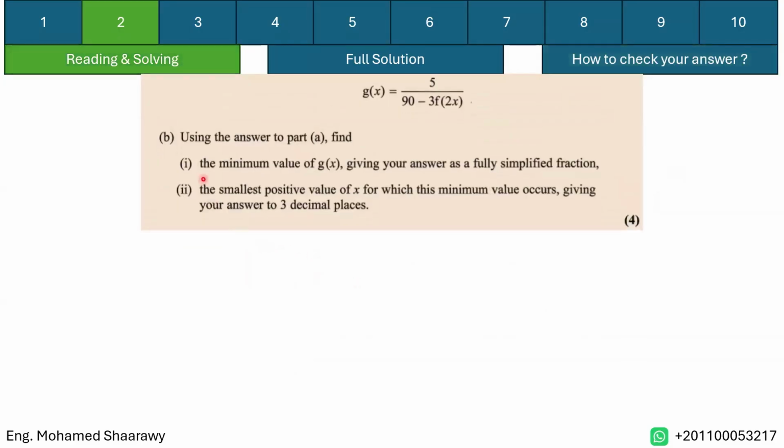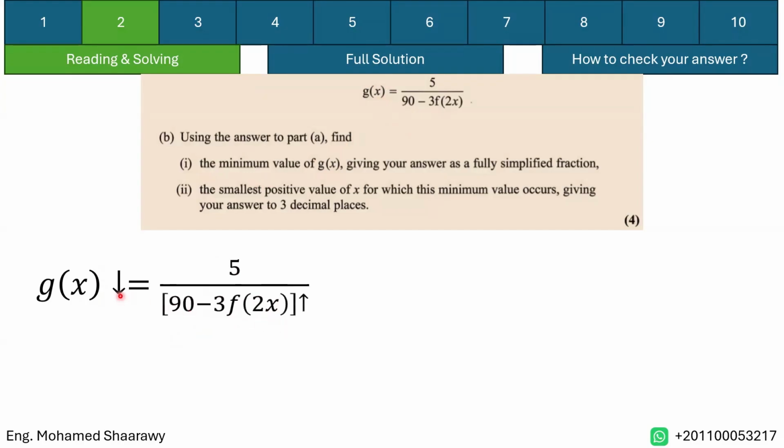Okay, in the second question it says, using the answer to part A, find the minimum value of g. Okay, in order to find the minimum value of g, I need to maximize this denominator. Actually, 5 is constant, I cannot change it. 90 is constant, I cannot change it. Also, negative 3 is a constant, I cannot change it. The only thing I can manipulate, or the variable here, is f of 2x. In order to minimize g, I must maximize the denominator. And in order to maximize all this, I need f of 2x to be as small as possible because it has a negative sign.